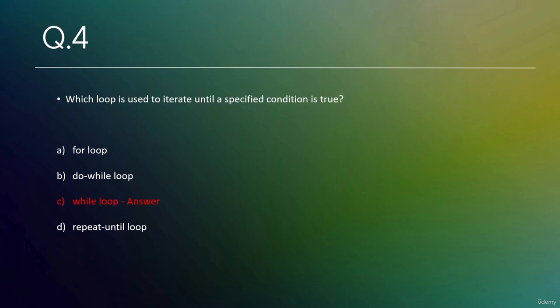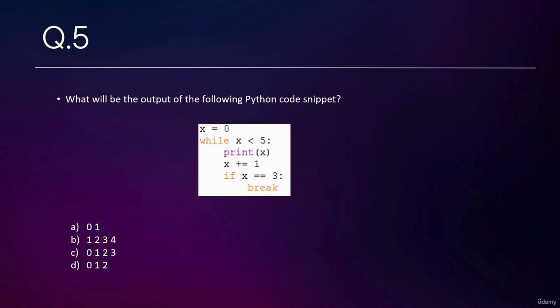Now moving on, we have what will be the output of the following Python code snippet. So you can see we have a loop, and then we have an if statement, and then we have a break statement. So if you see what could be the output, you need to see how the loop is going, how the if is performing, how the break is performing, and then you need to figure out what it will output. So if we go to the answer, the correct answer is D.